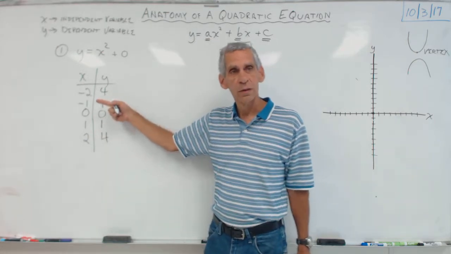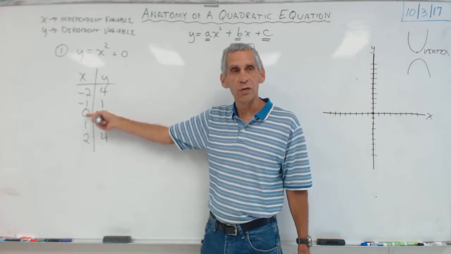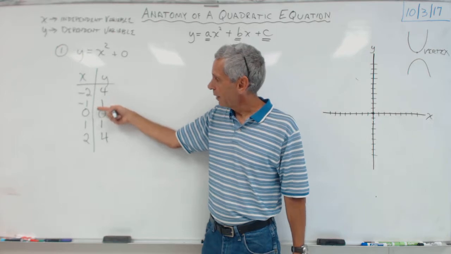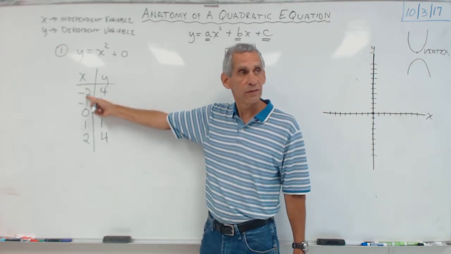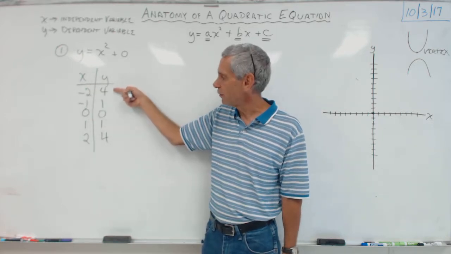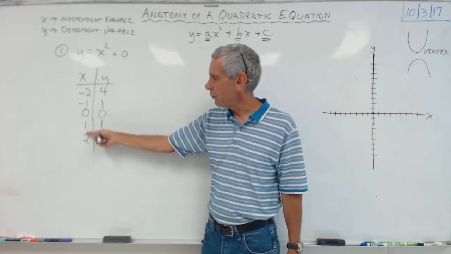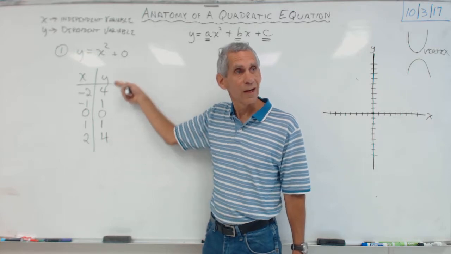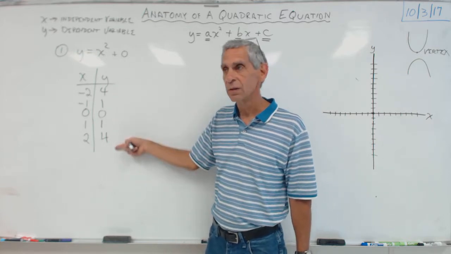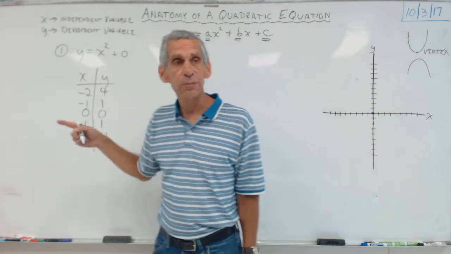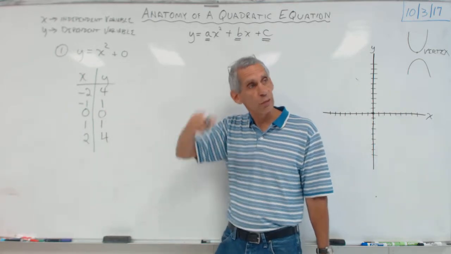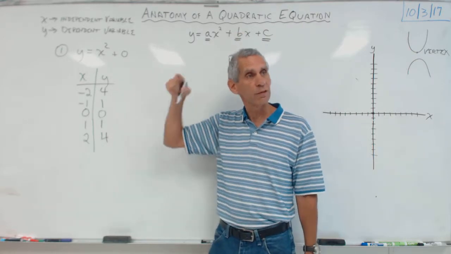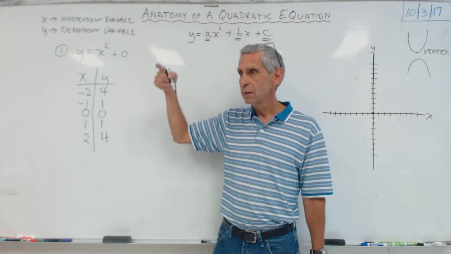Now look at this. Here's my 0. This is my vertex, right? 0, 0 is my vertex. And above it, I've got negative X values. And look what I have on the right. I have +4, +1. Down here, I have positive X values, and I have +4 and +1. Do you see that? They're identical. And it's because of the X squared that the parabola turns around, right? That's why the Y is always positive, because of the X squared. Does that make sense? You see that?